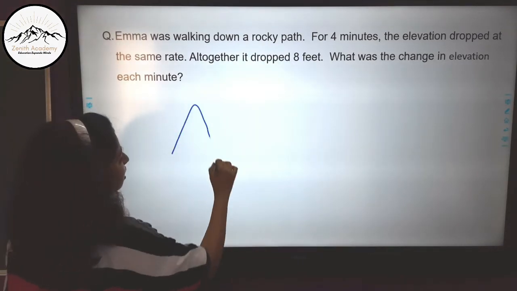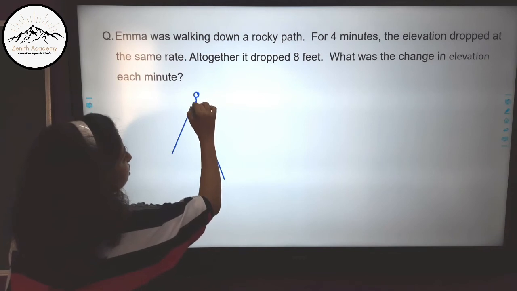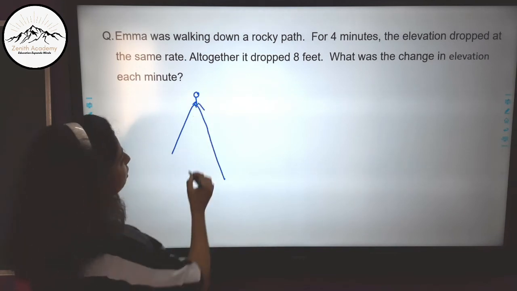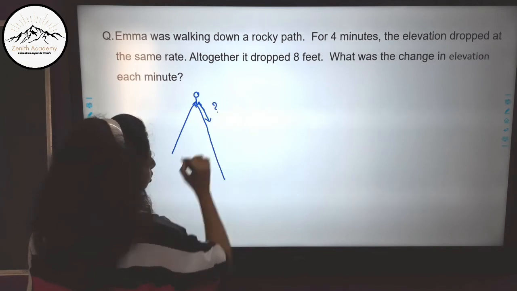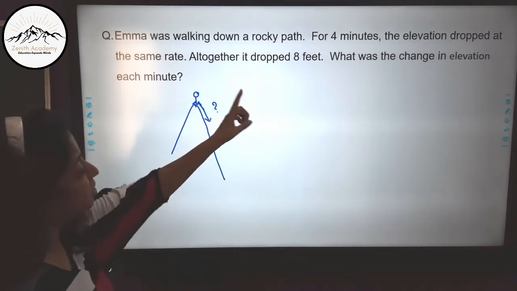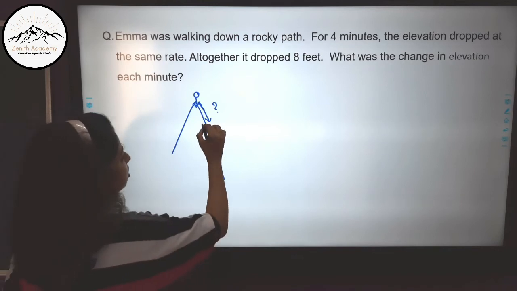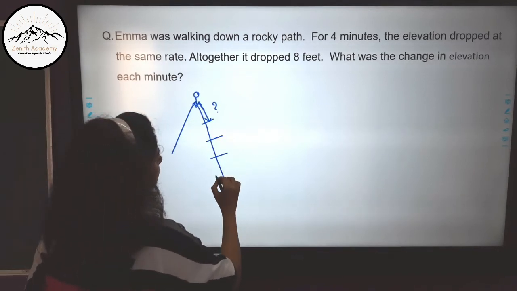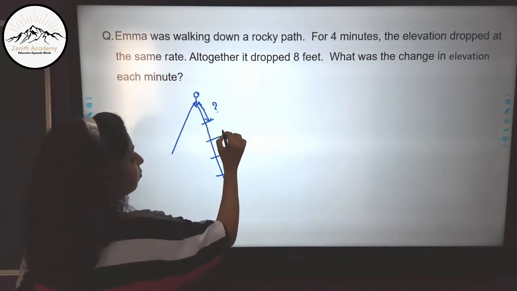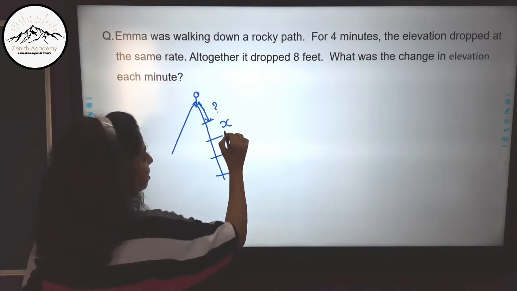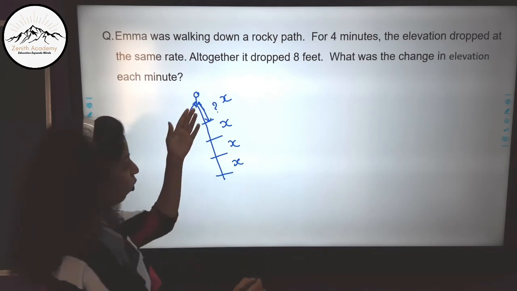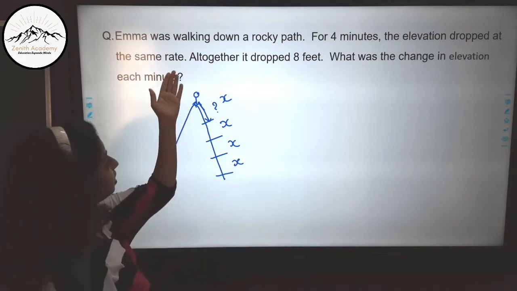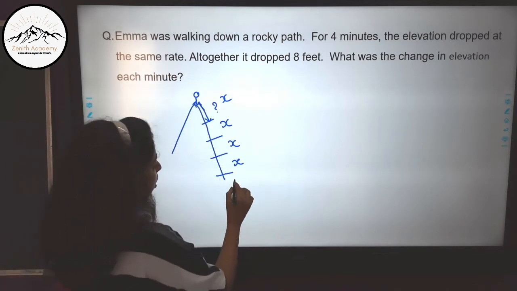So, if this is a hill, Emma is here, she is walking down. For every minute they have asked how much is the fall, right? But they have said the total was how much she travelled, 1, 2, 3 and 4. And every time it was constant. So you can take it as x, that every time it fell with the same amount, with the same rate, and together it dropped 8 feet.